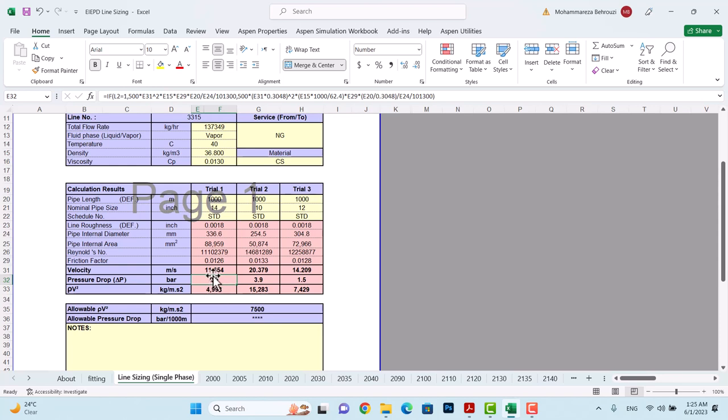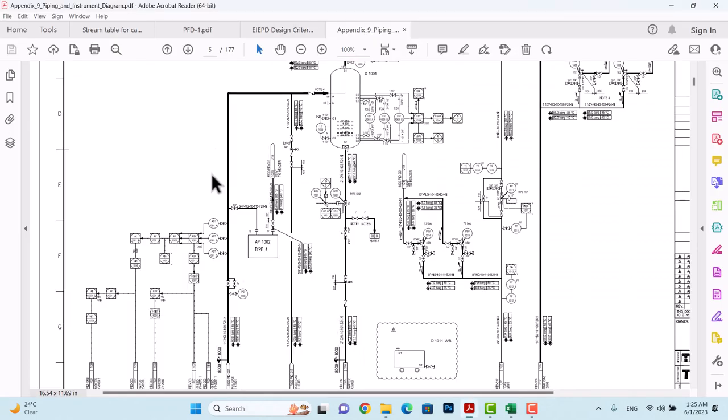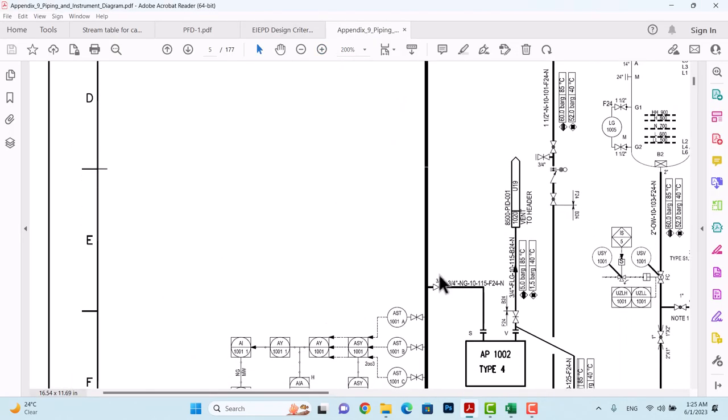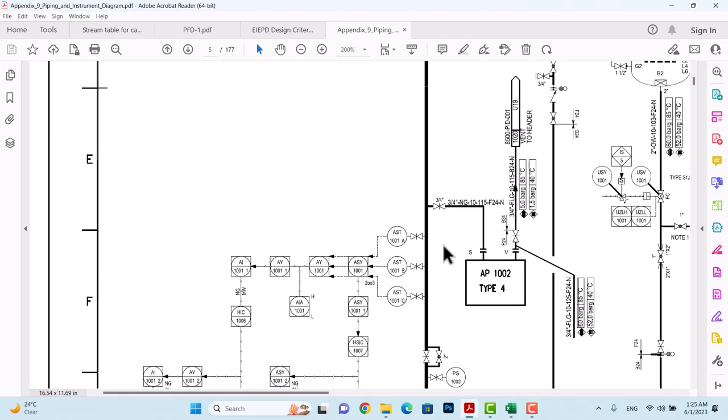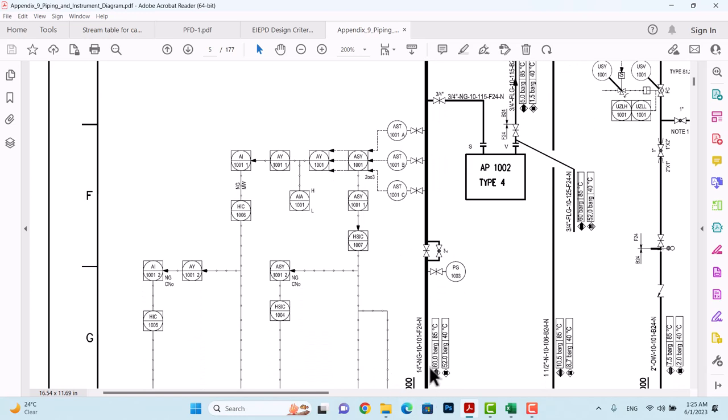So the finalized diameter for this line was 14 inches. To prove that and show you, let's have a look at the P&ID. Here you see 14 inches.